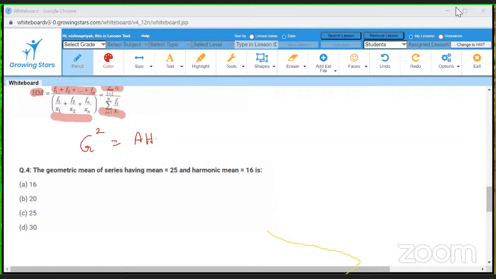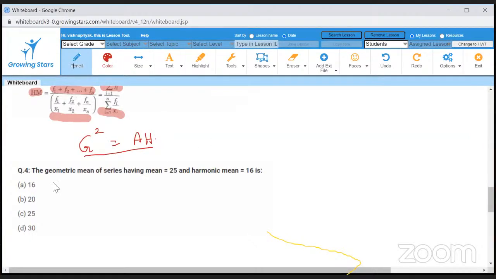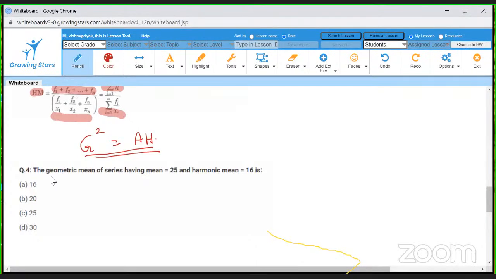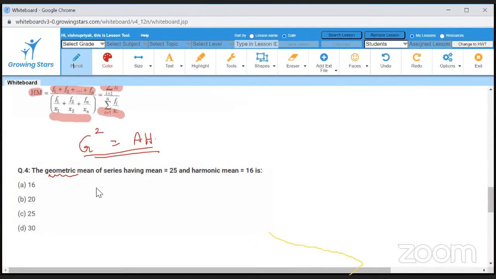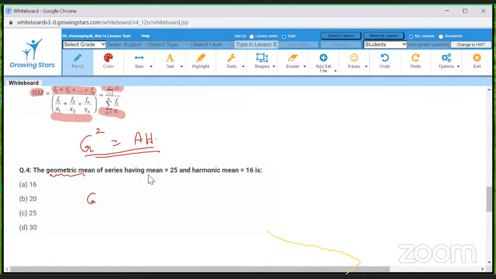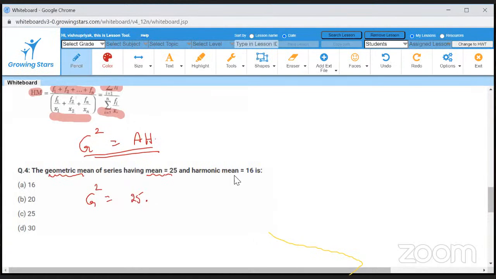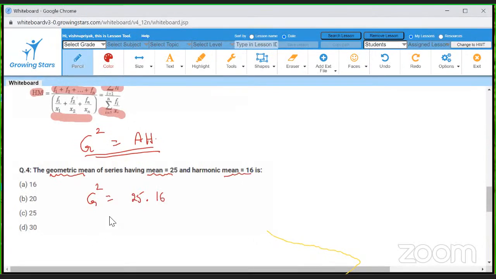Let us do it. I gave you the formula here. Geometric mean. We don't know the geometric mean square. Arithmetic mean is 25 into harmonic mean is 60. So the geometric mean will be the square root of 25 into 60. Square root of 25 is 5, square root of 16 is 4. So 20 is the geometric mean.